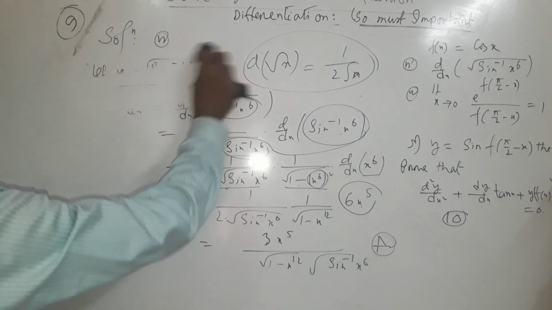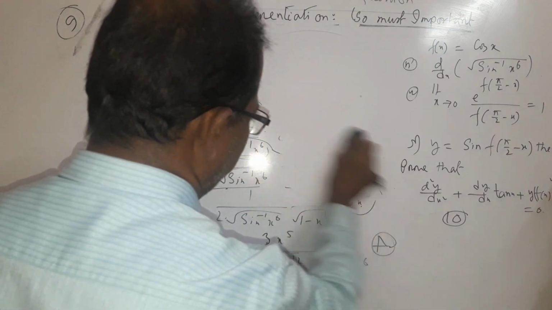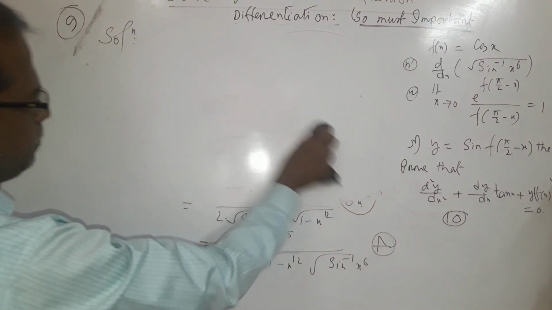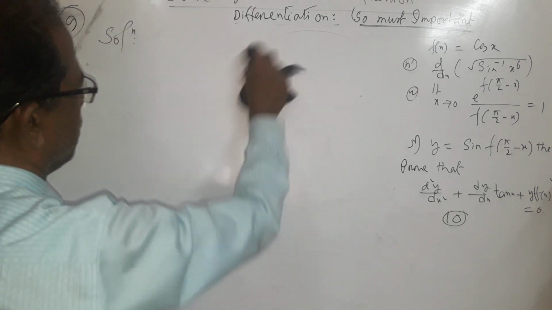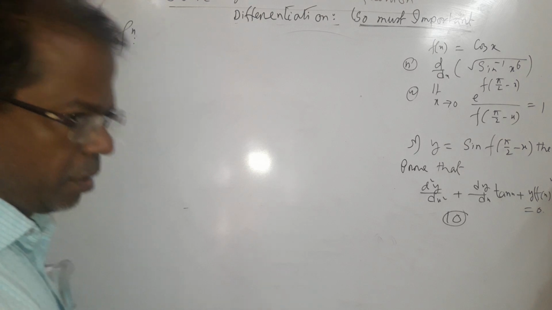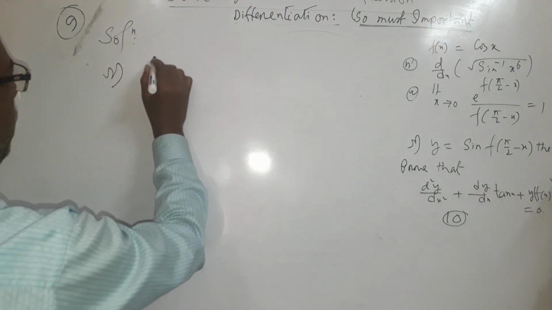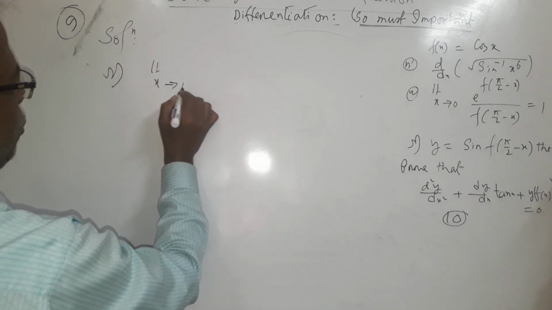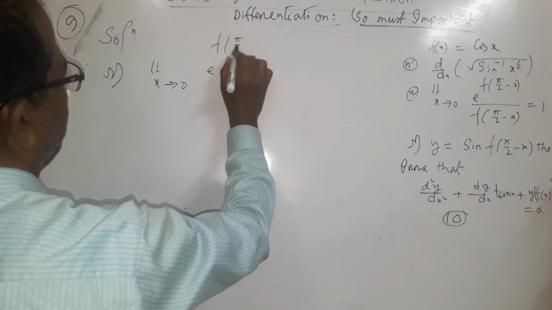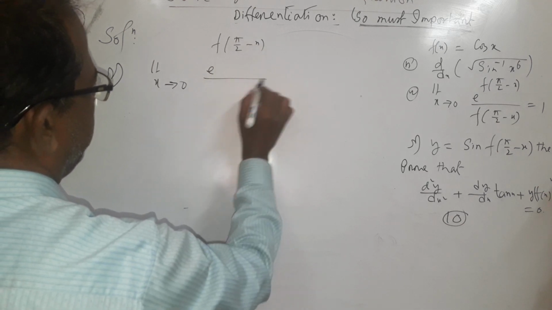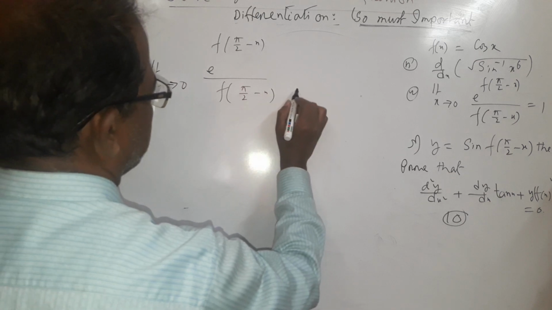Well, next is question number two. Limit x tends to 0 of e to the power f of pi divided by 2 minus x, minus 1, divided by f of pi divided by 2 minus x.